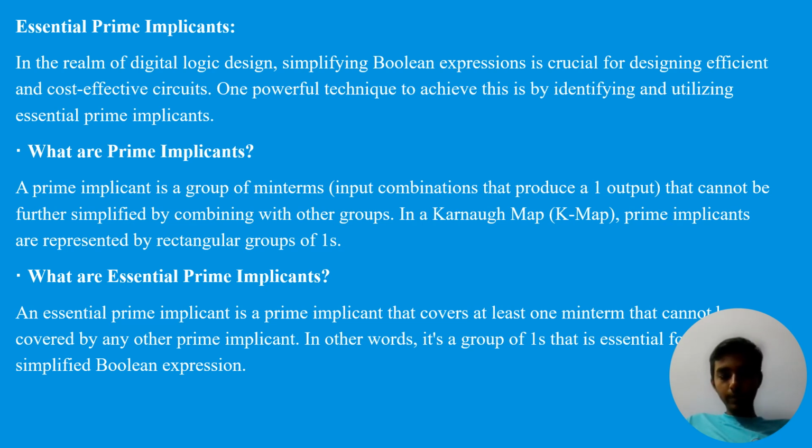What are essential prime implicants? An essential prime implicant is a prime implicant that covers at least one minterm that cannot be covered by any other prime implicants. In other words, the group of ones that is essential for the simplified Boolean expression. That means essential prime implicants consist of prime implicants that cover at least one minterm that is not covered by any other prime implicants.